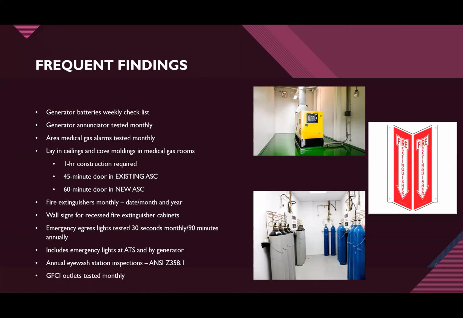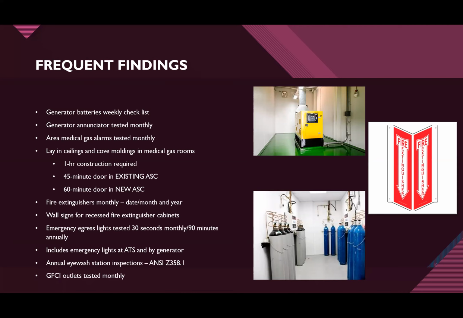Emergency egress lights tested 30 seconds monthly and 90 minutes annually. I see that people are not doing the 90 minutes. So you have the advantage in an ASC where you can just flip off the breaker for the lights. And what happens is you flip off the breaker, and all of those emergency lights, 1 in every OR, 1 in every procedure room, 1 by your transfer switches, and 1 by your generator at a minimum, come on, and that battery sustains them for 90 minutes. And if it doesn't sustain the light for 90 minutes, the batteries need to be replaced.